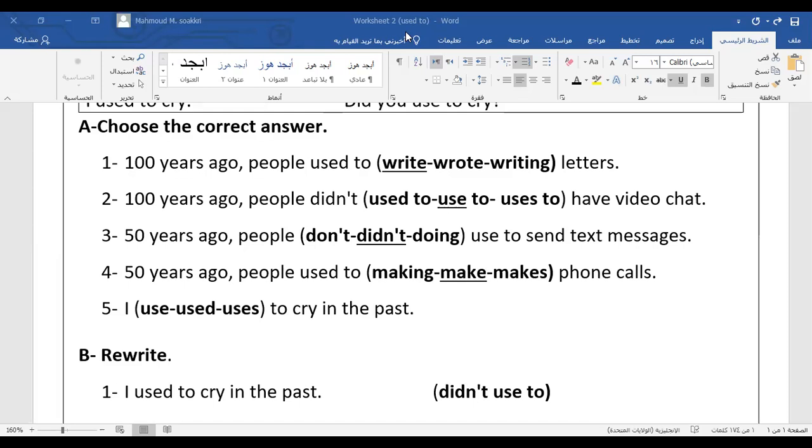Hamza Wagi. I uses to cry in the past. You have "in the past" here, Hamza, so in the past refers to past simple. Now we have used verb 1, we have used verb 2, we have "uses" present simple. It should be "used." Thank you, Hamza. That's right.